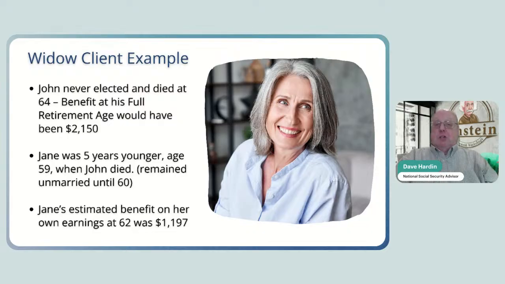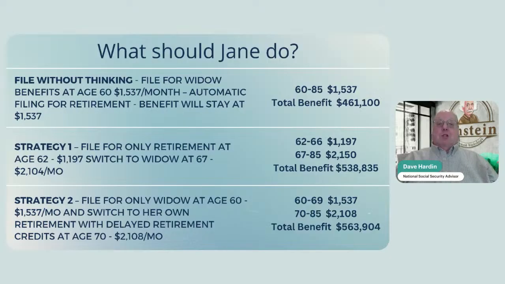Jane's estimated benefit on her own, this isn't the widow benefit, this is her benefit, which she can't get until she's age 62. That one is $1,197, quite a bit different than the $2,150. All right, let's take a look at this and see what it says. The first option, I call file without thinking, because it's what many of us do. We walk into Social Security without a plan, without understanding what we need to file correctly. And we ask, in fact, Social Security tells us on a report that the most common question asked at Social Security is, how much can I get? Well, if you're asking that question, you probably don't have an idea. You're asking them to figure it out for you.